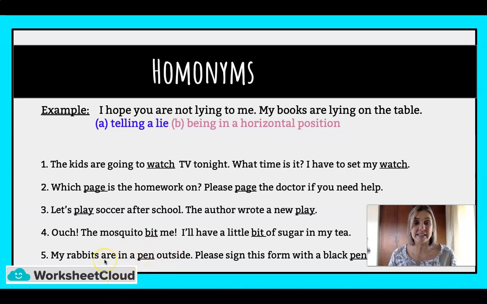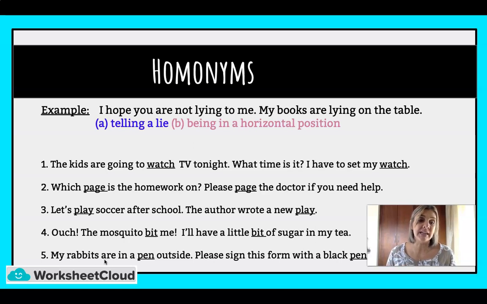Right, so let's get to it. So the kids are going to watch TV. That's about seeing something. It's a verb. And obviously if you set your watch, it's a noun, or obviously the watch on your device. Number 2, which page is the homework on? So we're talking about obviously a page in a book like this. Or please page the doctor if you need help. So on Grey's Anatomy or on those medical series or programs, you see they've got little pages which are a device, a messaging device, and so they can page one another to get them to respond quickly.